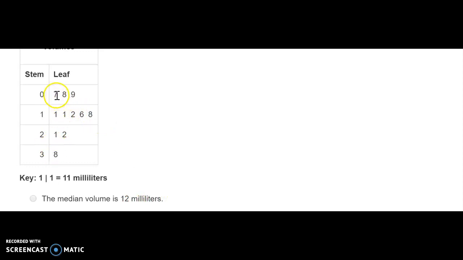So when we count, 1, 2, 3, 4, 5, 6, 7, 8, 9, 10, 11, we would go in 5 this way, 1, 2, 3, 4, 5, and 1, 2, 3, 4, 5. What we would find is the number 2 would be the median number. So the median number is 12 milliliters. That is true, so that cannot be our answer.